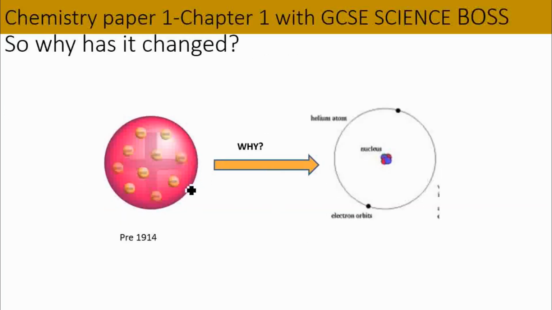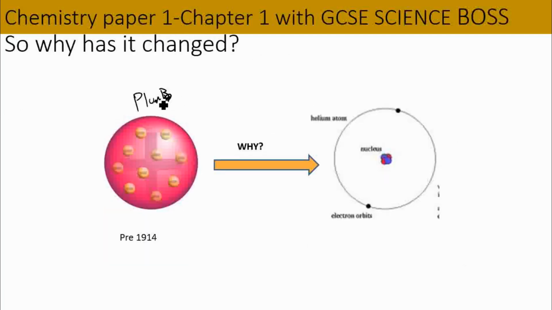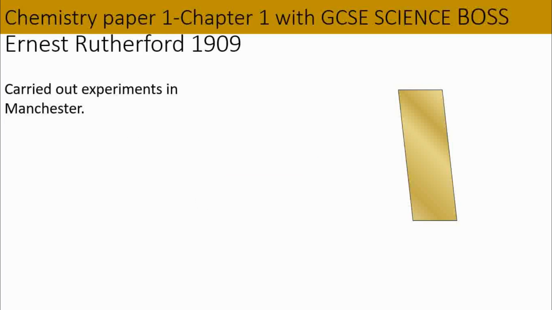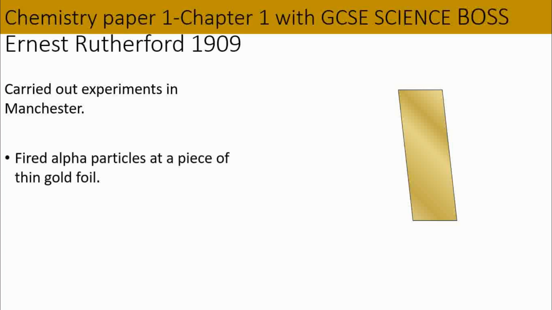However, this model was not right, okay? This model was changed. That model of the plum pudding model was not right, and it changed to this model here, referred to as the nuclear model. Now, the reason why it was changed was because of some experiments carried out by Ernest Rutherford in Manchester. Well, actually, it was carried out by his students, Marsden and Geiger. However, because they were students, it was Ernest Rutherford's work.